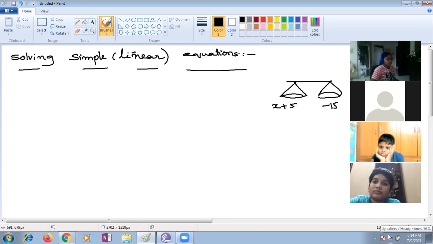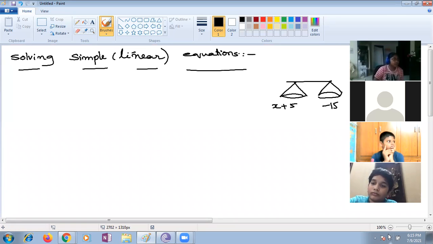That means, madam, you have positive 5 here. Then you're supposed to transpose it to the other side. It becomes minus 15. The x value is minus 15 minus 5. It's nothing but minus 20. This is one way.